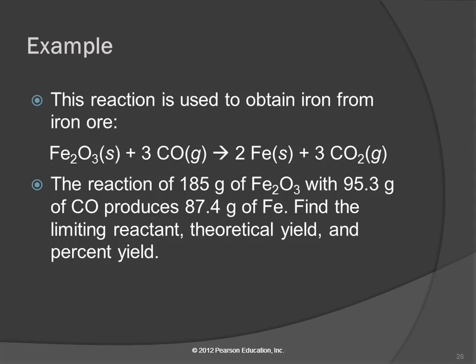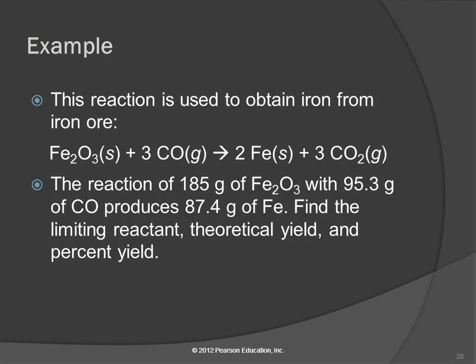Here's another one. What, no cheering? Here's the reaction used to obtain iron from iron ore. Fe2O3 plus 3CO forms 2Fe plus 3CO2. The reaction of 185 grams of iron 3 oxide with 95.3 grams of carbon monoxide produces 87.4 grams of iron. Find the limiting reactant, the theoretical yield, and the percent yield. Oh my goodness, right? It's fine. It'll be fine.